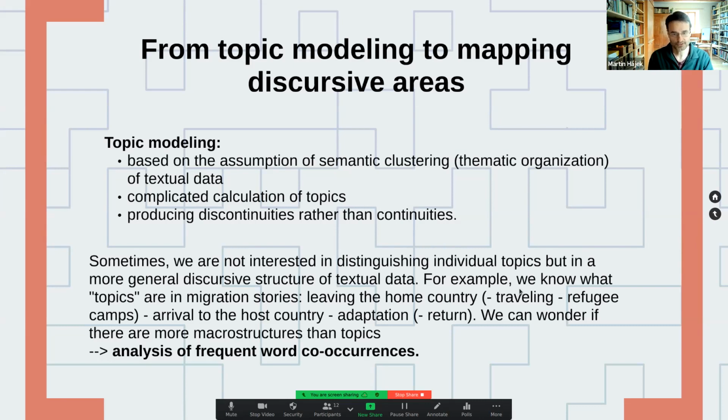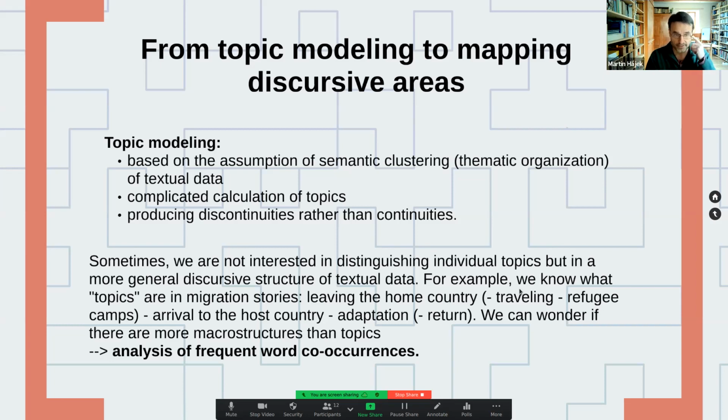Continuities in topic structure, in discursive structures, any textual macrostructures, rather than discontinuities. So it hides one important characteristic of text data: it highlights discontinuities, highlights discrete entities as topics, and it covers or hides continuities. And that's why I'm going to talk about mapping rather than topic modeling.